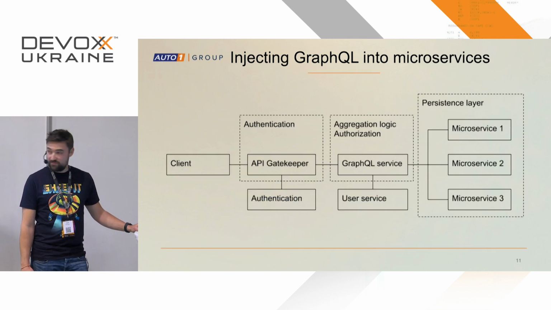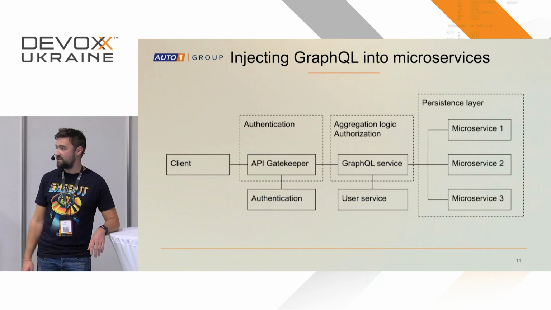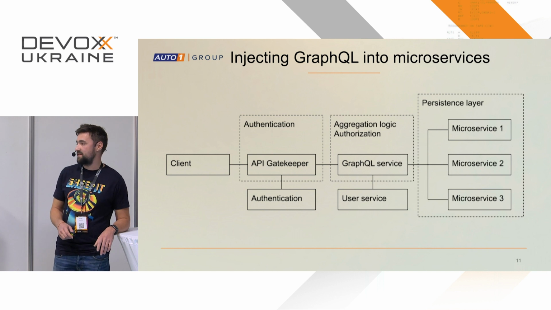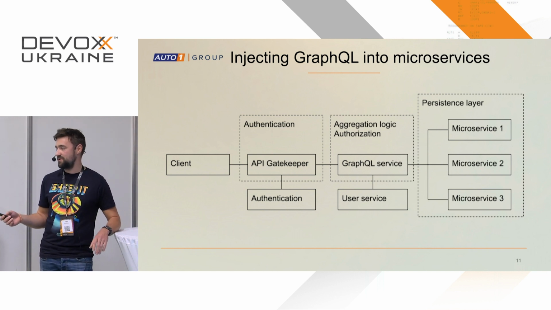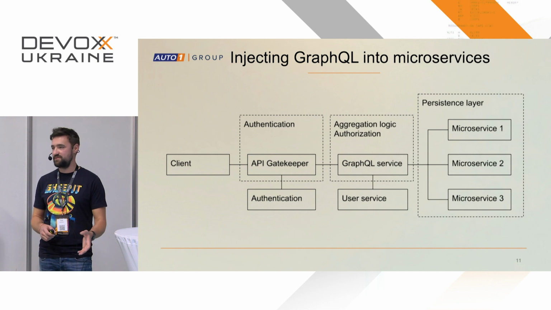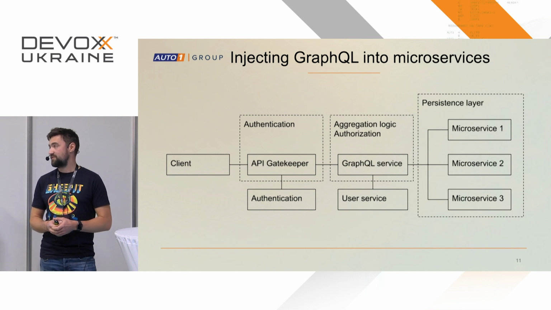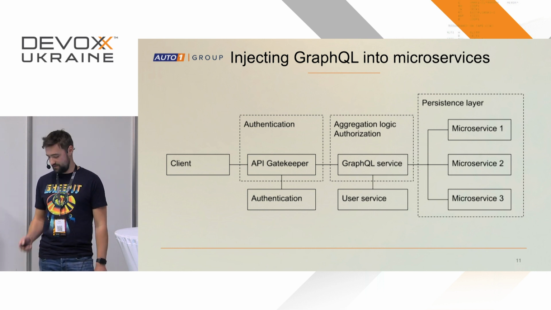So the final schema for us looks like this. The client is sending a request, which goes to the API gatekeeper, and then the API gatekeeper still performs the authentication. So it checks if the token is valid, if it's not expired, and things like that. Then it goes to GraphQL with the authorization check. So GraphQL calls the user service, gets permissions, and generates the permission which is needed to execute the operation. And after that, it calls the persistent microservices.